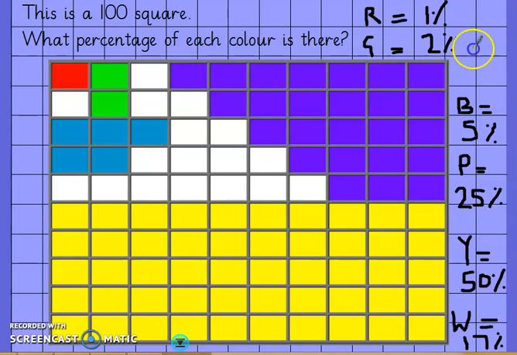So I'm going to count it up. 3, 8, 33, add that to my 17 is 50. 50 add 50, 100. So we know we've got it correct.